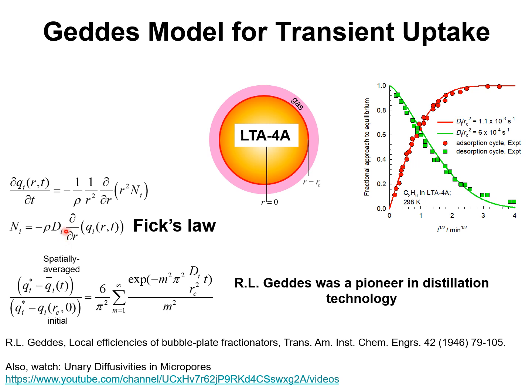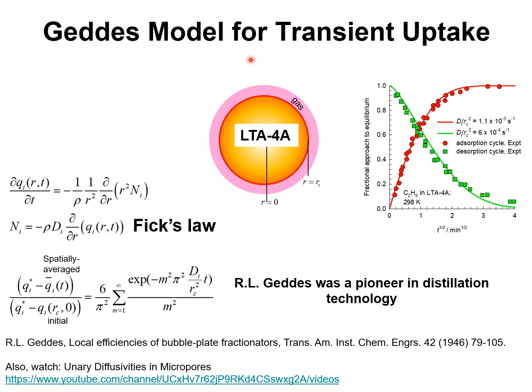If the Fick diffusivity is considered to be constant and independent of loading, the partial differential equation may be solved analytically. The analytic solution was first derived by R.L. Geddes, who was a pioneer in distillation technology. The motivation of R.L. Geddes to develop the analytic solution was to apply it to describe diffusion inside spherical vapor bubbles on distillation trays, and the Geddes model is widely used to calculate the Murphy point efficiencies in distillation columns.